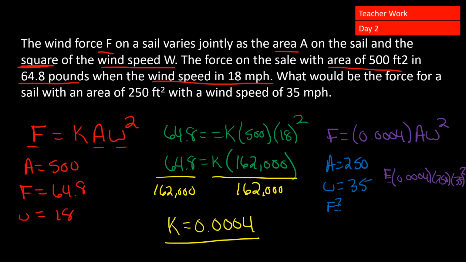So let's go ahead and start doing that math there. We're going to say that F equals, and so 35 squared is 1,225 times 250, and then times 0.0004, we would get a force of 122.5. And there's your answer. So I apologize, I got a little squashed here, kind of ran out of room, but I think you guys get the gist of it there.